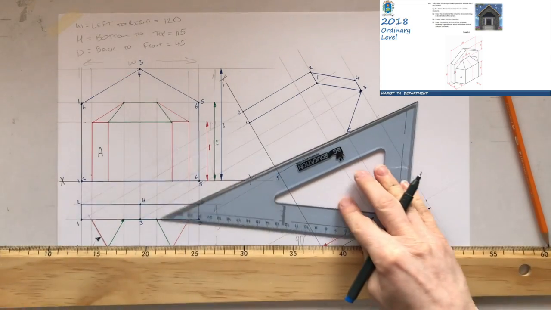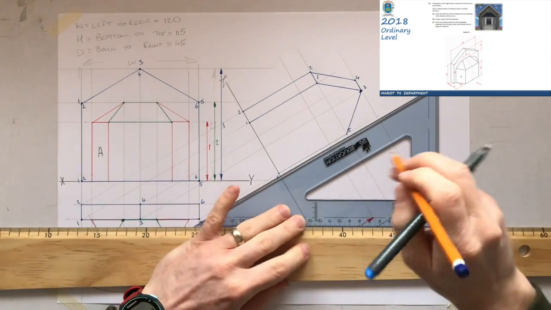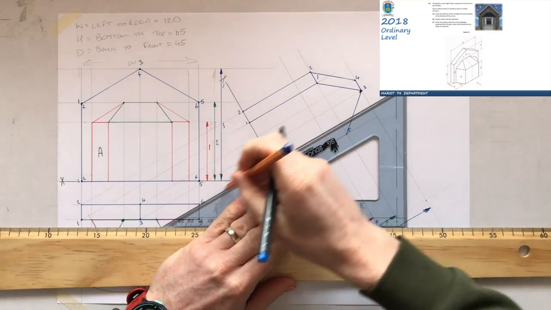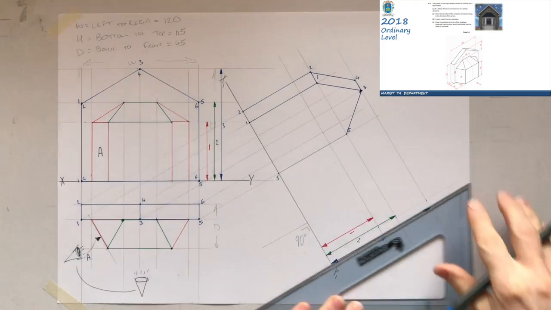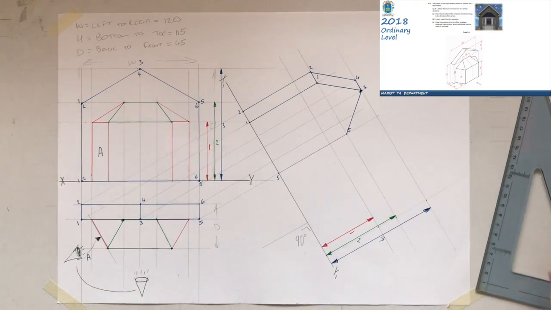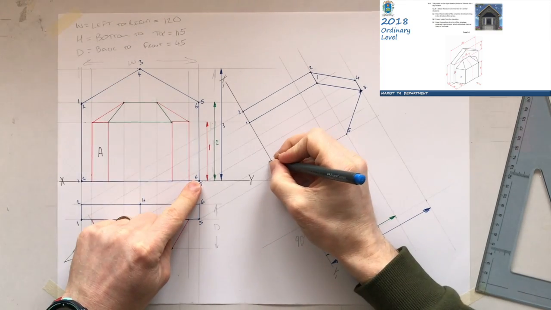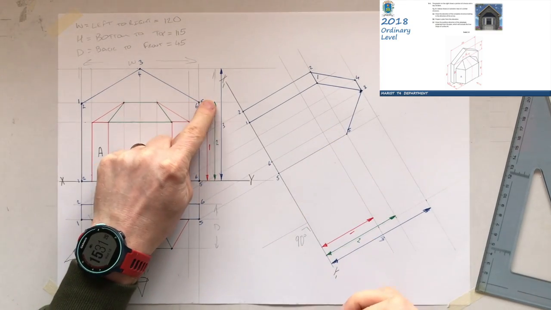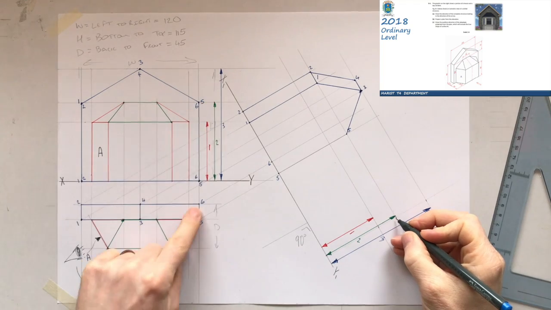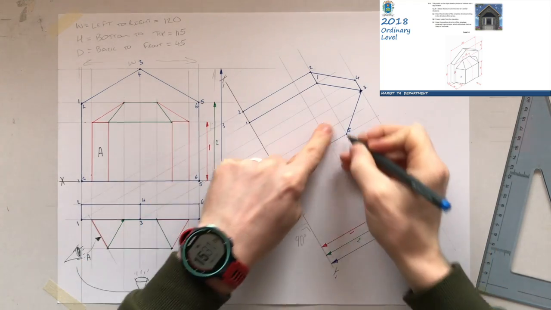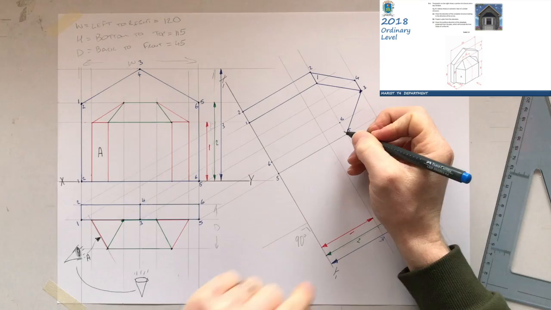Last edge is point 6. Okay, the back edge, so I'm going to bring 6 up. Again, where is point 6? It's on the ground. Look up, it's on height line 2. There's height line 2, there's 6. Bring them across. Where they collide gives me point 6.